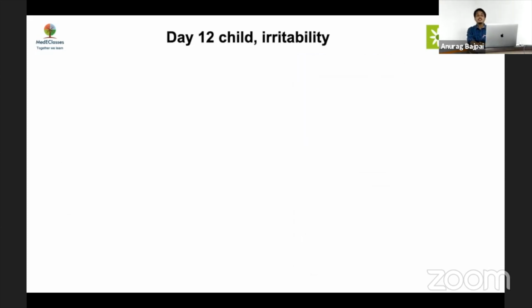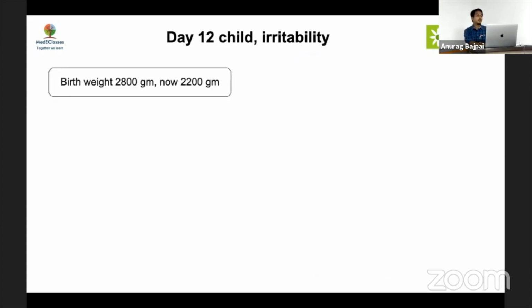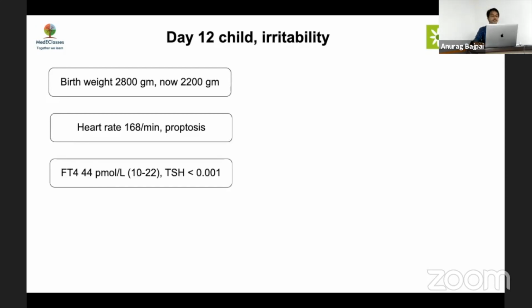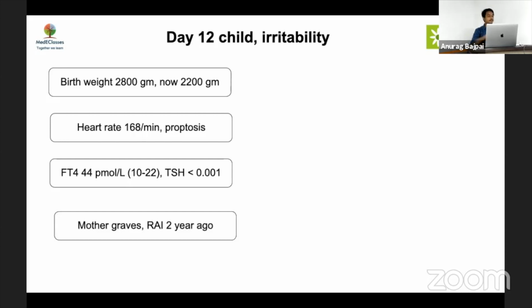A day 12 child presented to us with irritability. Birth weight was 2.8 kg, but has now become 2.2 kg. So a weight loss of 600 grams in a 12-day-old child. Heart rate was high for his age, and he also had proptosis. The FT4 was very high, and the TSH was undetectable. So what do you think is going on here?